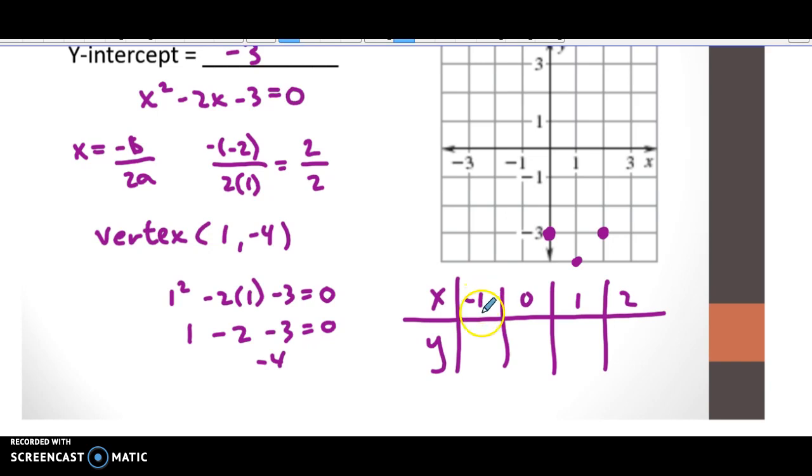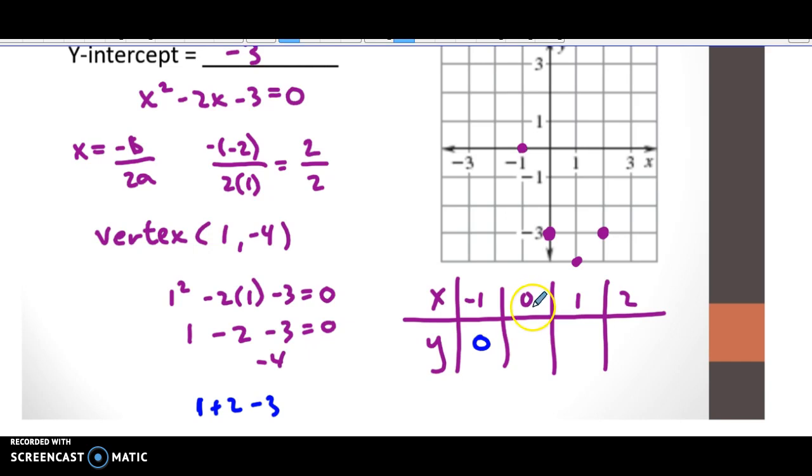So if I put -1 into this equation, -1 squared is going to be +1. -2 times -1 is going to be a +2, and then I'm going to subtract 3. So I have 1 plus 2 minus 3, which is 3 minus 3, or 0. So this gives me the point (-1, 0), which is in fact an x-intercept.